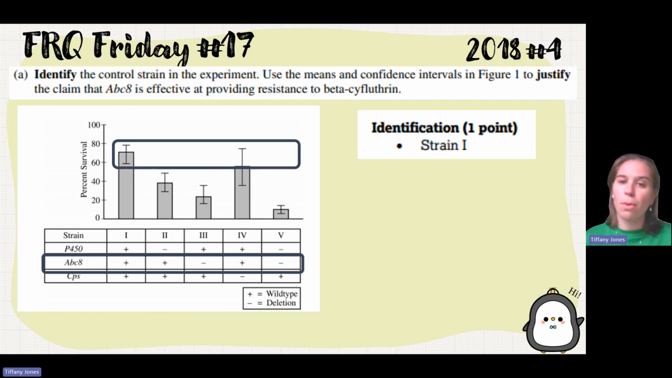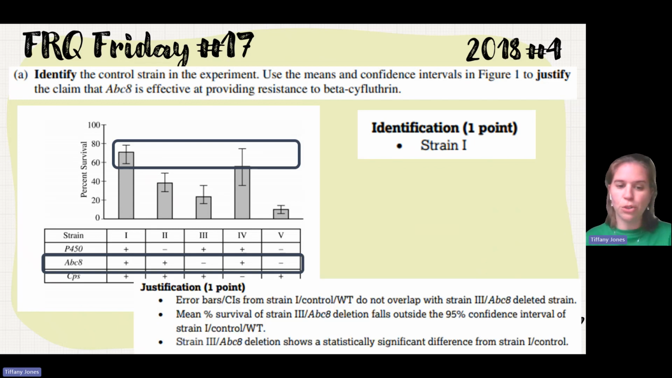And so if I look at those error bars, because the prompt told me to look at the error bars, I can see that the error bars between 1 and 3 do not overlap, which means that this data is statistically significant. I see that without having ABC8, it is going to have lower survival, and that the error bars between my control and strain 3 do not overlap. And so the possible answers you could have put: error bars or confidence interval in strain 1, control, wild type, do not overlap with strain 3 or the ABC8 deletion.